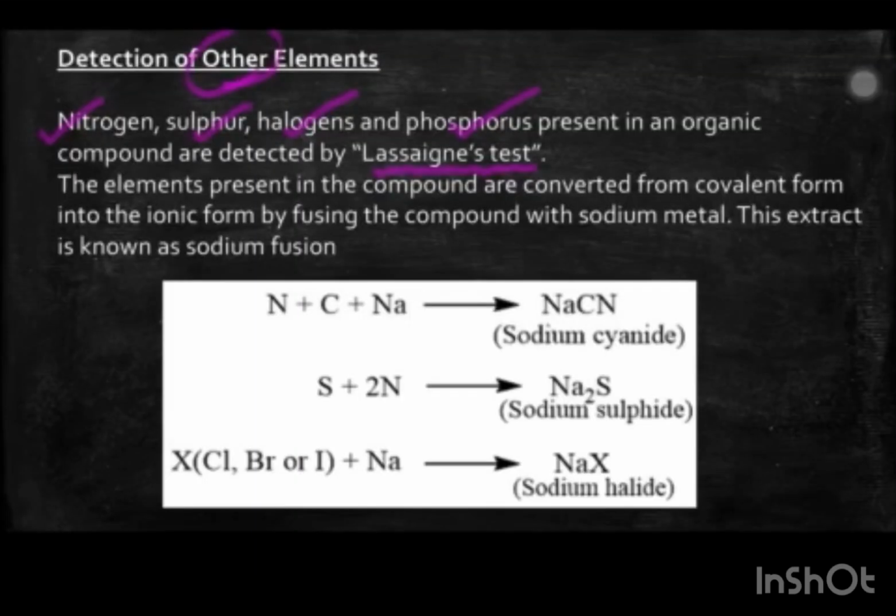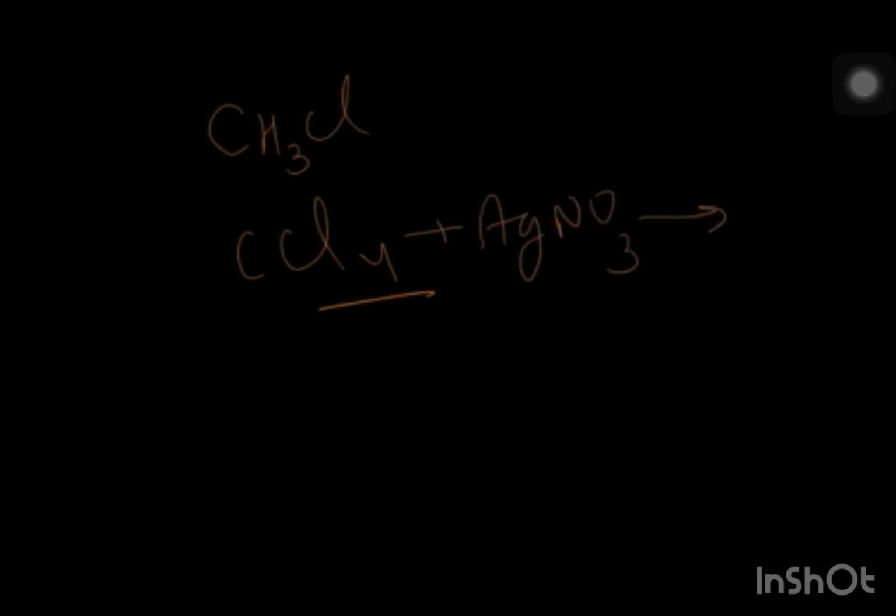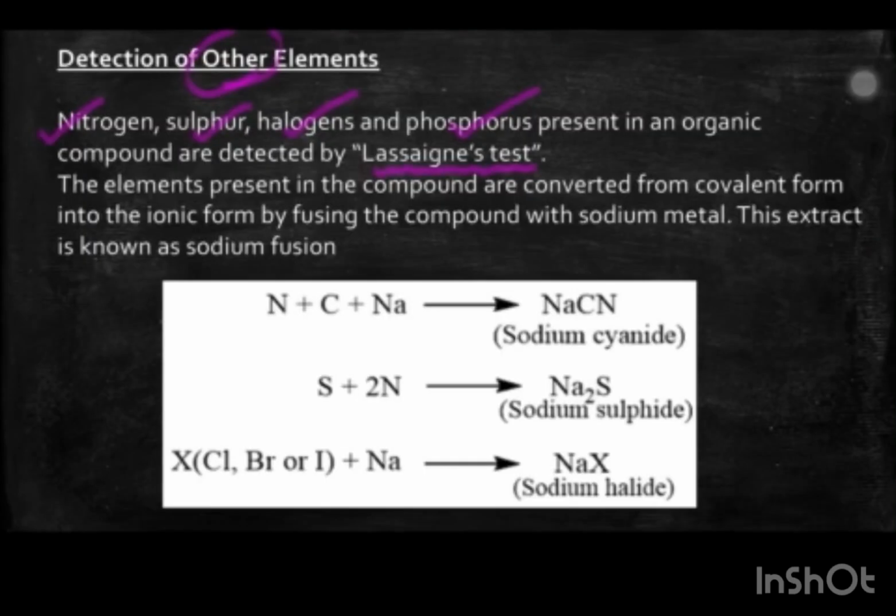But if I have a compound like CH3Cl or maybe CCl4, which has 4 chlorine atoms in the molecule, still, if you add AgNO3, you are not going to get even a single mole of AgCl out of this reaction. Same reason: the carbon-halogen bond is covalent in nature. So first of all, I have to make a particular extract by which I will convert the covalent form into the ionic form.